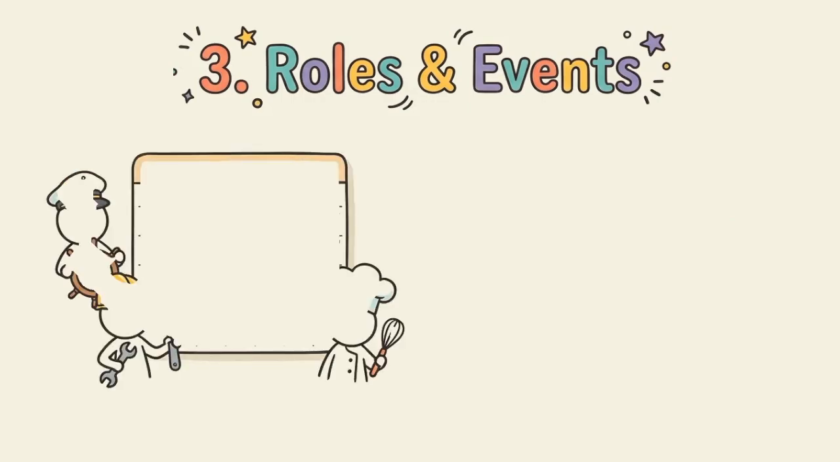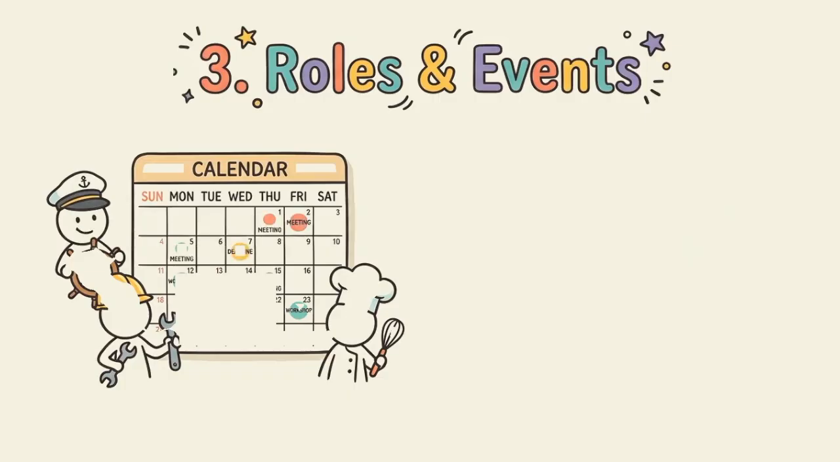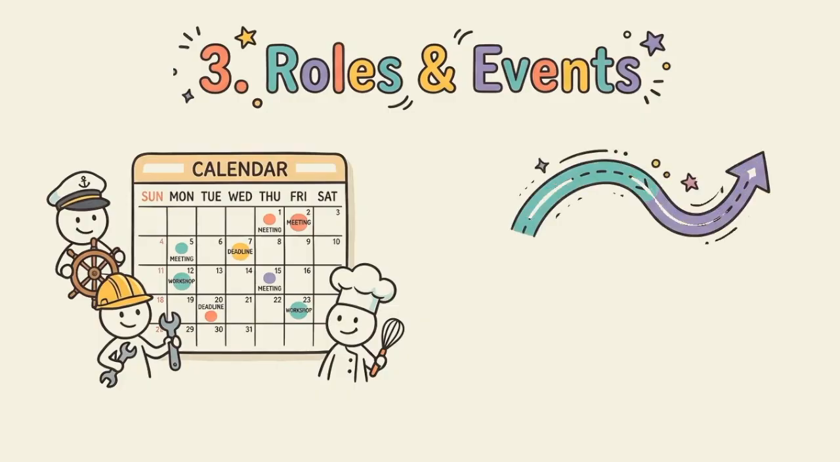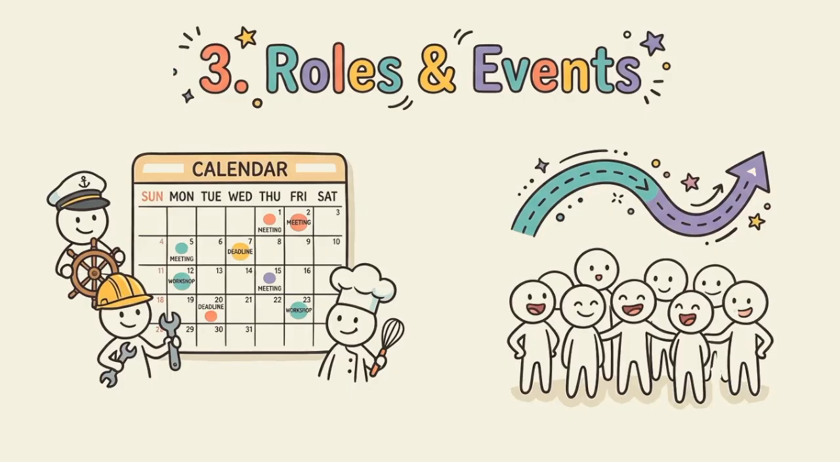The third difference is roles and events. Scrum has clearly defined accountabilities: product owners, Scrum masters, and developers. It also includes fixed events such as sprint planning, the daily Scrum, sprint review, and sprint retrospective. Kanban does not require specific roles or mandatory ceremonies. Teams use flexible feedback meetings like flow reviews or replenishment discussions only when they are useful.